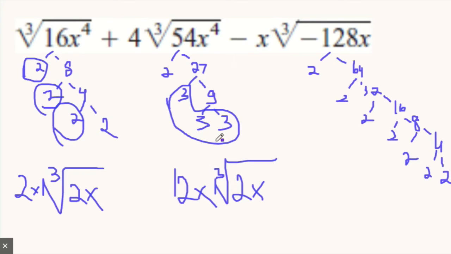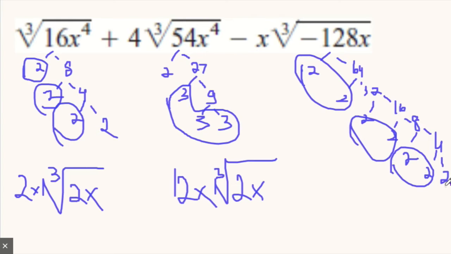And if we're making a group of 3 again, we have 1, 2, 3, 4, 5, 6, 7. We can group 2 together to make 3 groups, and we're left with 2. 2 times 2, 2 times 2, 2 times 2. Each group is 4, so we can move 4 outside. We multiply again with the coefficient.